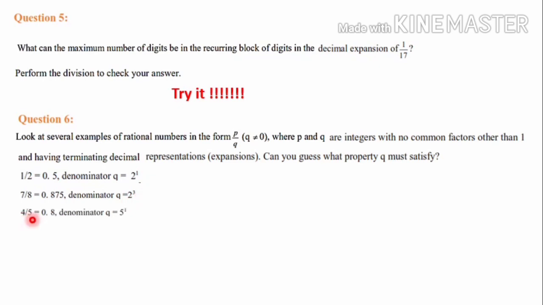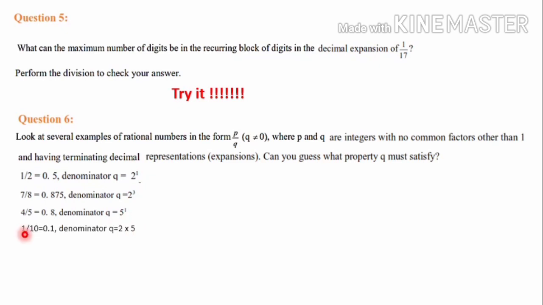Next example is 4 by 5. 4 by 5 also, when you divide you will get 0.8. You have to perform the actual division in your notebook. So 4 by 5 is equal to 0.8. 0.8 is a terminating decimal. And when you check, the denominator is 5. 5 we can write as 5 power 1.